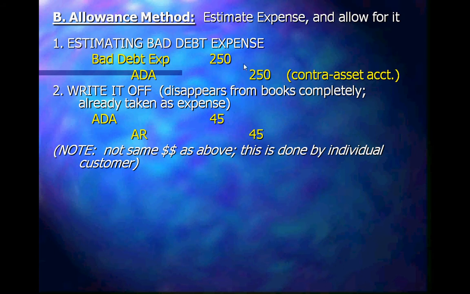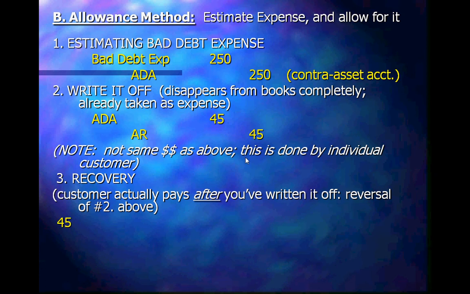Now notice that these numbers aren't the same, because this is a judgment of all bad debt that I estimated. This is just one individual customer. So that's how that works. If the guy did pay, you would reverse this journal entry here. Notice it's exactly reversed. I put it back in accounts receivable. I do put it back in allowance for doubtful accounts, but I would only do that if I got the cash from him.